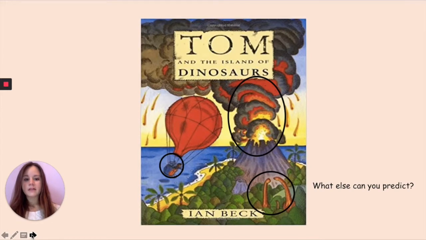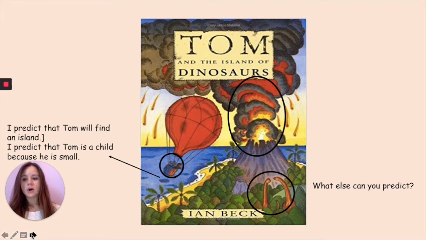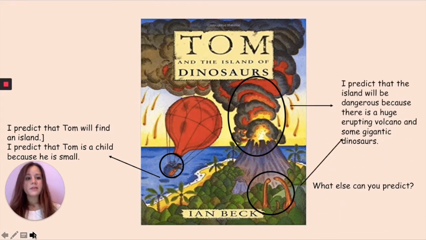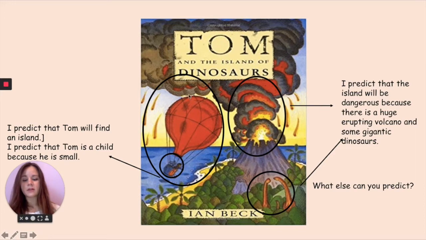Tom and the Island of Dinosaurs. What else? I predict that Tom will find an island. I predict that Tom is a child because he is small. So here I can see somebody and I think that that could be Tom. So before I thought that Tom could be a dinosaur, but now I think that Tom could be a little boy. I predict that the island will be dangerous because there is a huge erupting volcano and some gigantic dinosaurs. What do you think this hot air balloon could be from? Where do you think Tom might be coming from?